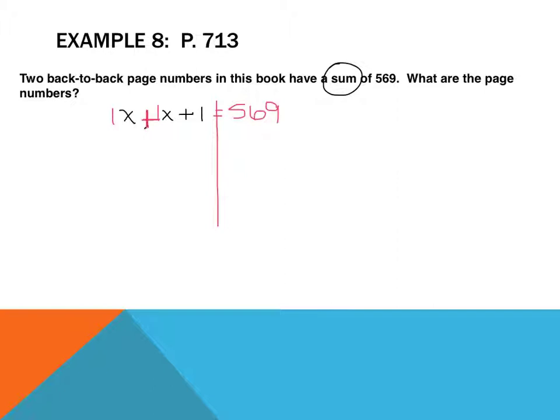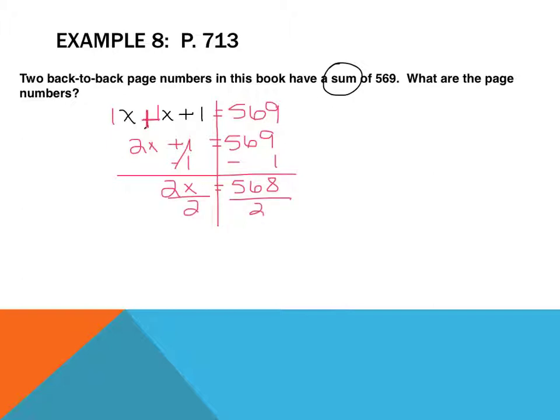Alright, so x plus 1. So remember the x's have 1's in front of them. So 1x plus 1x is 2x plus 1 equals 569. Subtract 1 from both sides. 568. Divide by 2. So x is 284. Well, remember I want two page numbers. There's two back-to-back page numbers. So if 284 is the smaller page number, then the next page number would be 285.